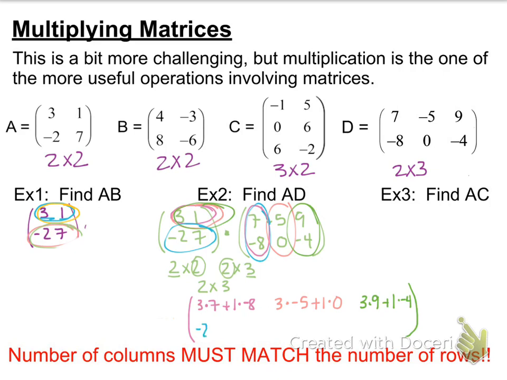So row, column. So negative 2 times 7 plus 7 times negative 8. Now I have to keep it going. Row, column. Negative 2 times negative 5 plus 7 times 0. And then my last row and column, row, column. Negative 2 times 9 plus 7 times negative 4.